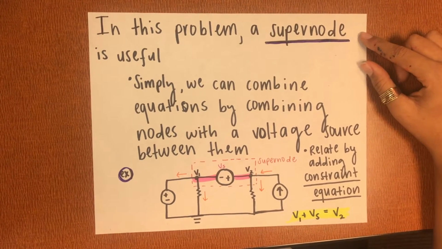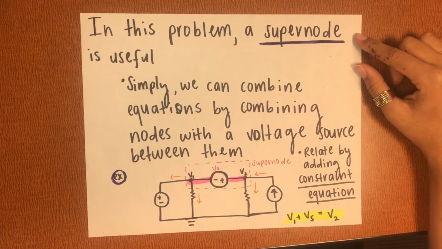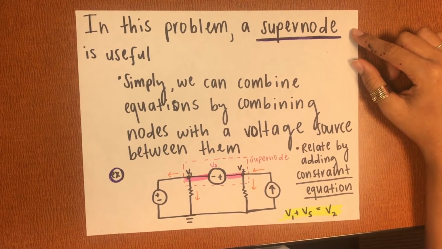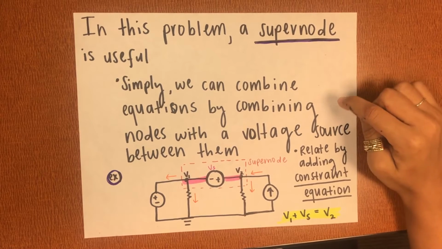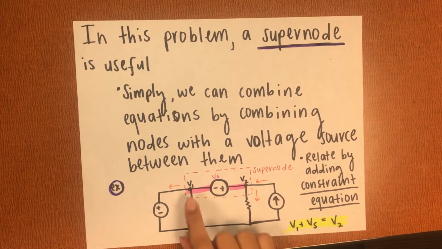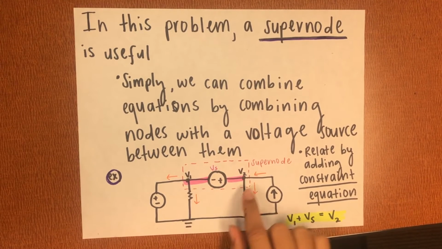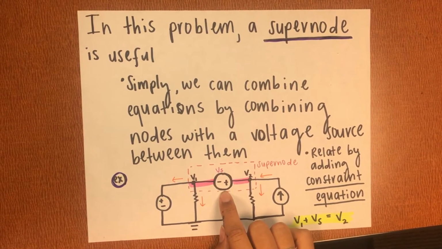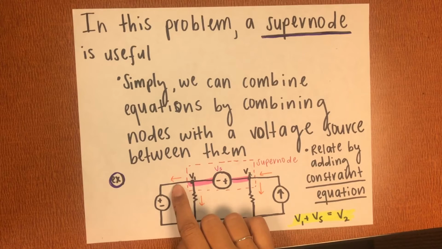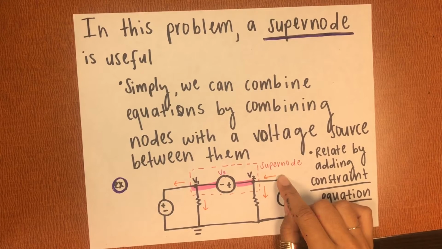However, in this problem, we have to utilize an extra step to solve using NVM. We're going to use a method called a supernode to connect two nodes that are apart by a voltage source. All we do is simply combine equations by combining nodes with a voltage source between them. This can be seen right here with this example where there is a node V1 and a node V2, and they're separated by another voltage source, which I labeled VS. We can combine this and create a supernode. Here it shows that there's a current going out here, here, here, and here, and we're able to make one combined equation using a supernode.